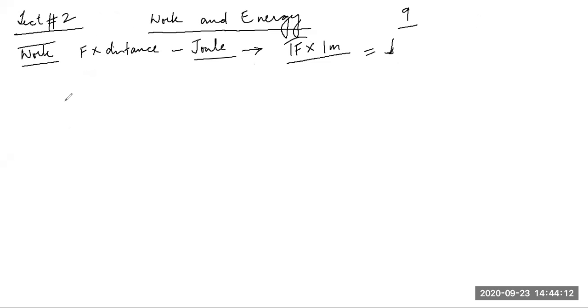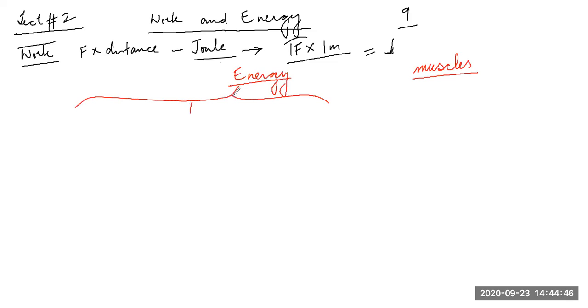Now comes what is energy, the main thing. Very simple, students. If there's no energy, there's no work. A weak person cannot do any work. Why? Because his muscles do not have energy. Now, what are the types of energy? Students, there are so many types of energy. Can any student tell me some types of energies he knows?